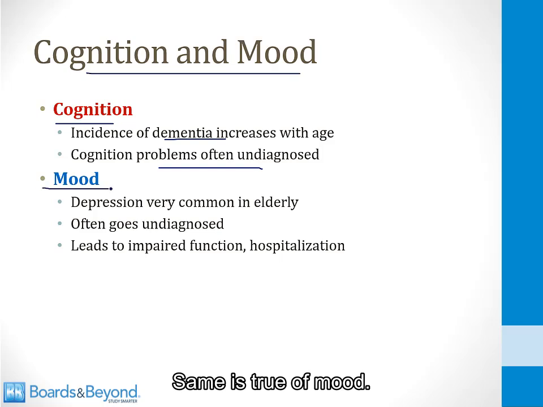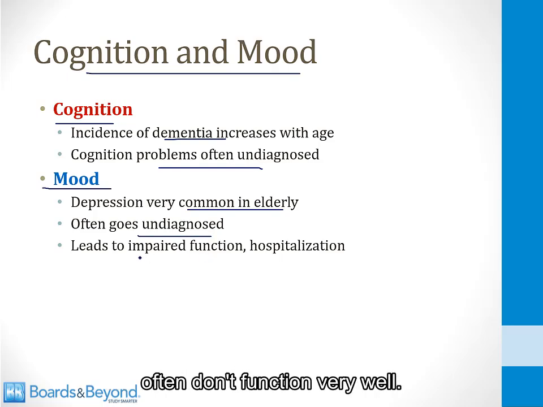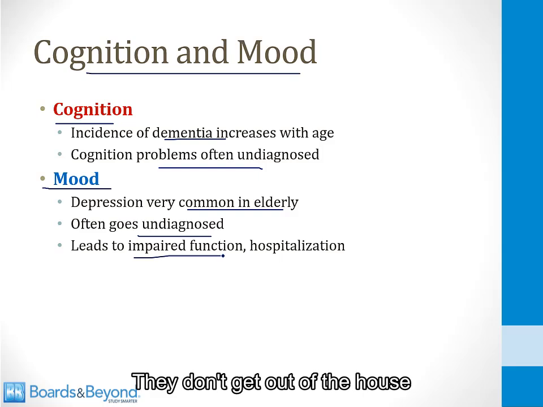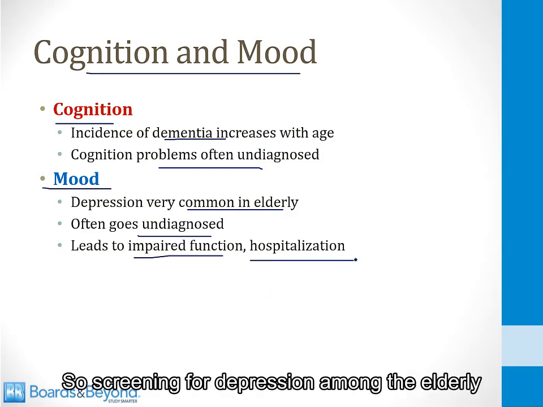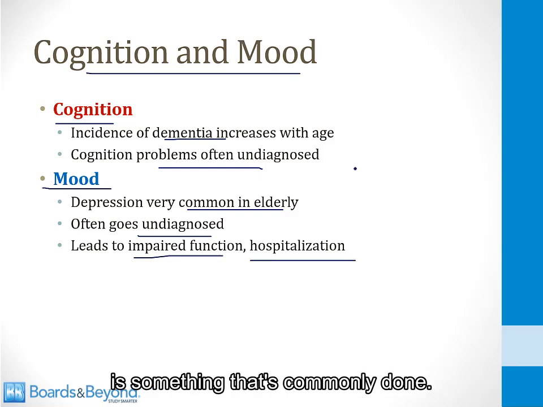Same is true of mood. Depression is very common in the elderly, and it's often undiagnosed. And elderly patients that are depressed often don't function very well. They don't exercise, they don't get out of the house, and they're more likely to be hospitalized. So screening for depression among the elderly is something that's commonly done.